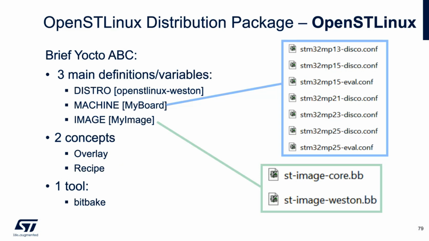So, what is Yocto? We can say that Yocto is based on 3 main principles: 3 variables, 2 concepts, and 1 tool. The 3 variables are the distro, the machine, and the image. These are 3 main variables that are present in the Yocto build system. We are not exploring the distro. The distro for us is OpenSTLinux Developer. I'm not exploring this concept. You can check inside the Yocto documentation what the distro is and how to configure it.